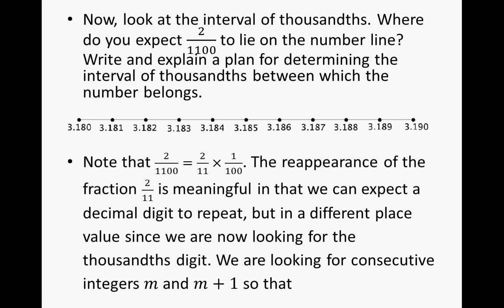So first we know that 2/1100ths is equal to 2/11ths times 1/100th. The reappearance of the fraction 2/11ths is meaningful in that we can expect a decimal digit to repeat, but in a different place value since we are now looking for the thousandth digit. We are looking for consecutive integers m and m plus 1 so that m over 1,000 is less than 2/1100ths, which is less than m plus 1 over 1,000.